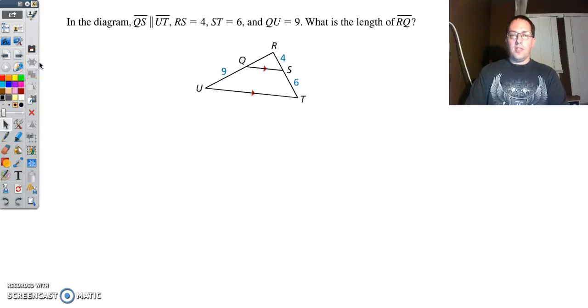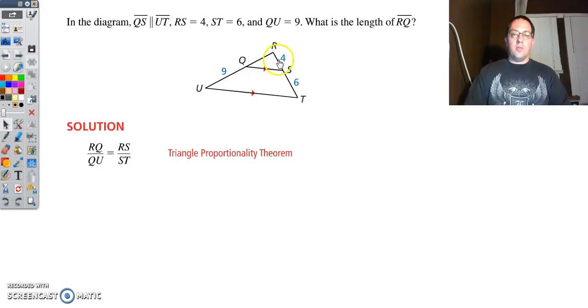We have that segment QS is parallel to segment UT. We know that segment RS is 4, segment ST is 6, and QU is 9. We're looking for segment RQ. Before, just using similar triangles, that would be a little hard because we don't know the length of this whole side, so it's hard to find a proportion with it. We can, but it's a little annoying because we have x in two different places in the proportion. This lets us shortcut that.